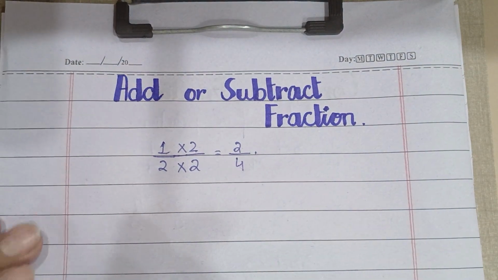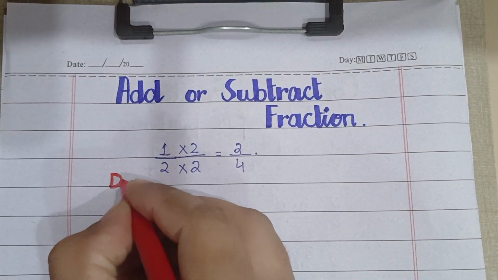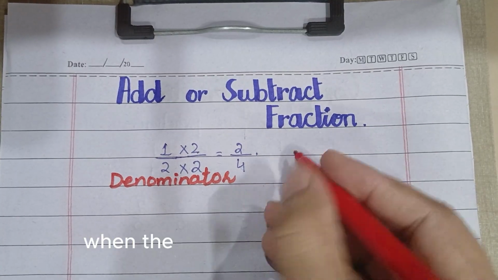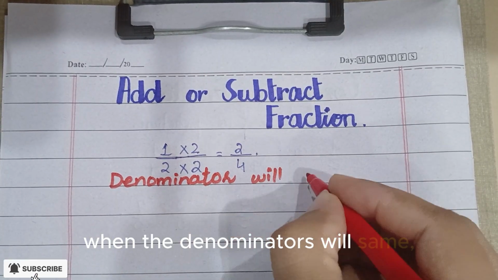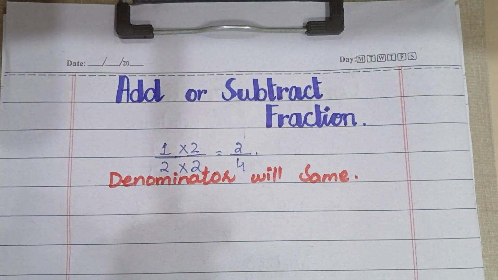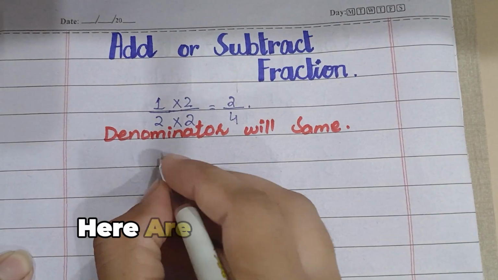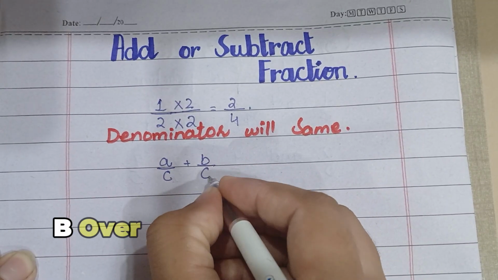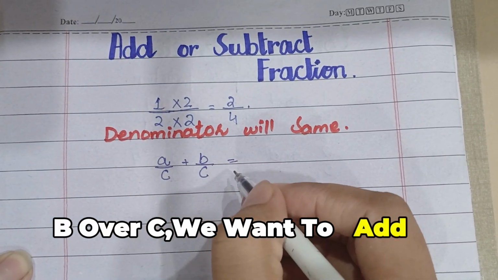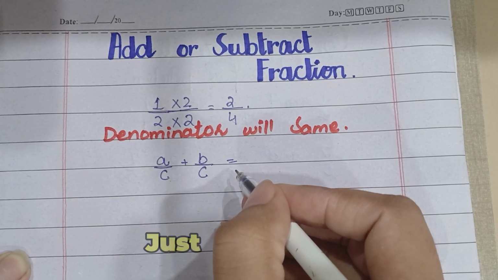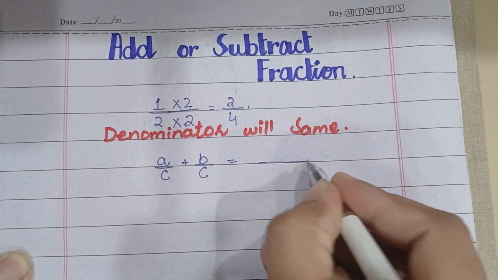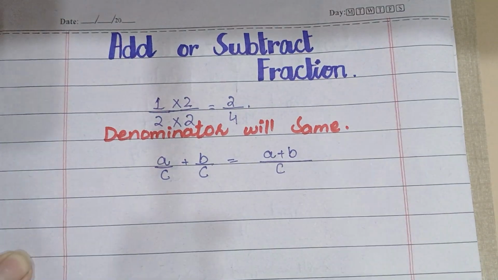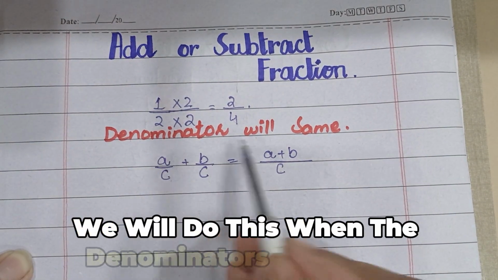First, when the denominators will be the same. Here are two fractions, A over C and B over C, and we want to add or subtract them. We just add the numerators and place the result over the common denominator. We will do this when the denominators are the same.